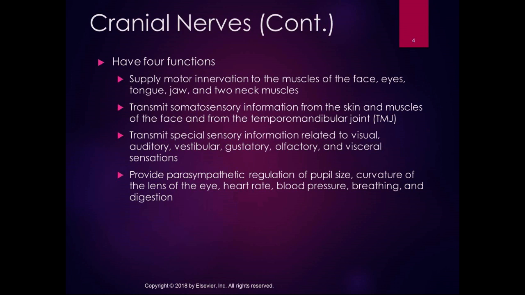Some of the cranial nerves also transmit special sensory information: visual, auditory, vestibular, gustatory, olfactory, and visceral sensations. So some of those we deal with in a PT setting. Some of them, obviously, like gustatory, we do not. Some of them also have an autonomic function, providing parasympathetic regulation of pupil size, curvature of the lens of the eye, heart rate, blood pressure, breathing, and digestion. So lots of stuff going on in the cranial nerves. And I guess that's one of the things that makes them interesting.